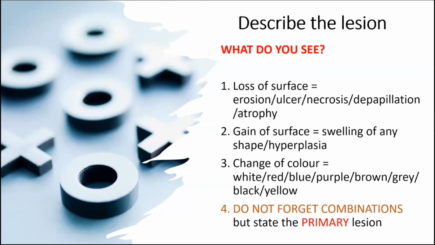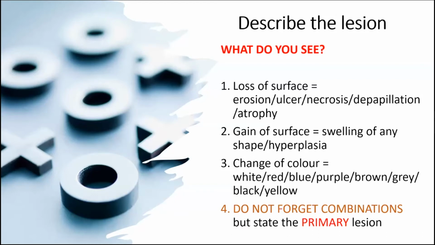So if we have change of color without significant loss or gain of surface, it means that our primary lesion falls into one of those categories. So it can be white, red, blue, purple, brown, gray, black, occasionally yellow, okay, or yellowish. This usually falls under the white, but do not forget combinations, okay? So you can have a white and red lesion, all right?